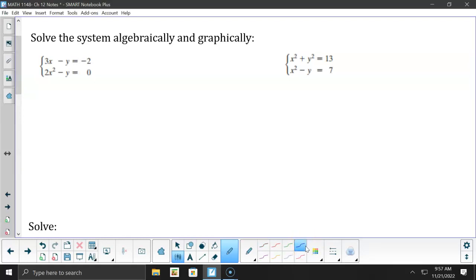So I would take this first equation, and I would say negative y equals negative 3x minus 2. And notice if they're all negative, I can either change them all to being positive, or can I plug it in exactly how I see it right now? Because it's negative y equals that, so why not? 2x squared minus 3x minus 2 equals 0.